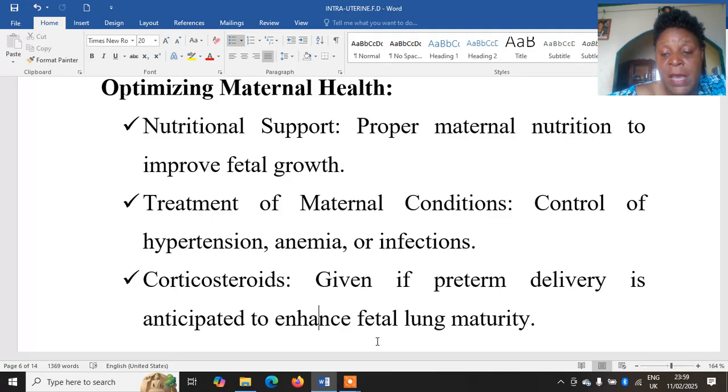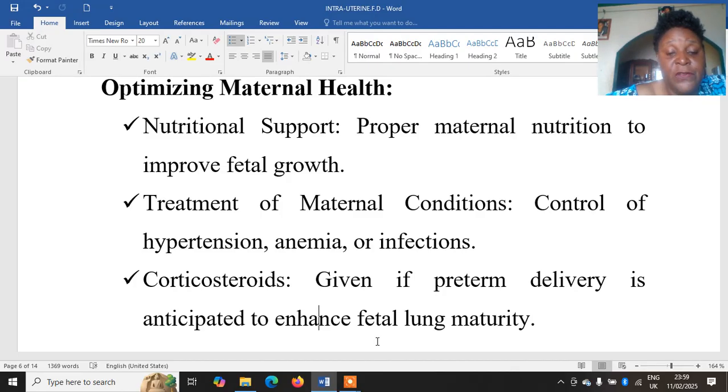Then treatment of any maternal condition. Remember, we said some of the causes are hypertension, anemia, infections. So when it is hypertension, we manage hypertension by using antihypertensive drugs. Anemia, depending on the level of anemia, is it severe, mild, or what? And we go back to the management of anemia and its severity and the cause also. If it is infections, we treat the given infections.